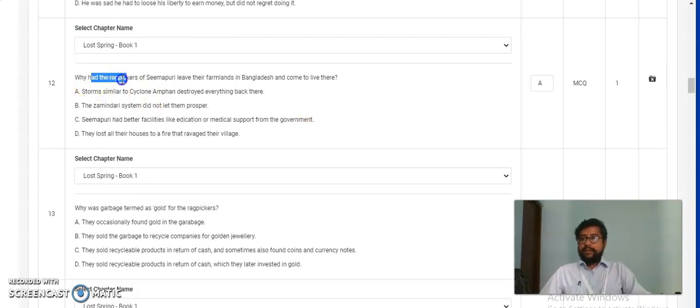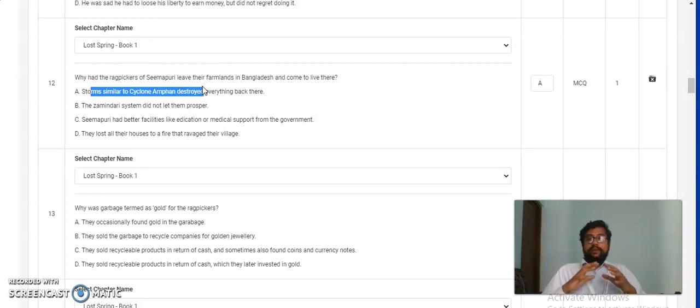Next one, why had the Rakhikas of Simapuri leave their farmlands in Bangladesh and moved to live there? Option A, storms similar to Cyclone Amphan. This is a current affairs trivia. Whatever happened in Amphan, you may know or you may not know, the highest amount of destruction was in the parts of India and Bangladesh where people live in villages. People don't have concrete houses. So the destruction that happened today, this is not a new thing. It had been happening for several years, and that's the reason people leave their homes back and come back and settle somewhere for better opportunities.